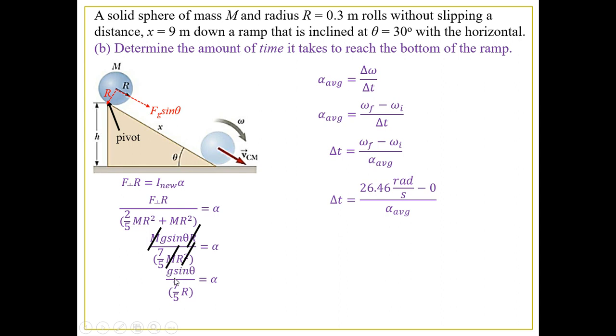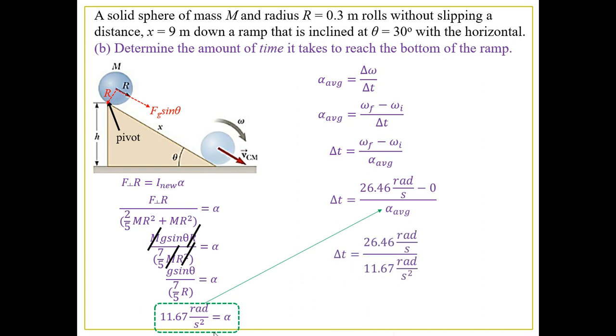Here is just g sine theta over 7/5 r, but we know what g is. g is 9.8, theta is 30, r is 0.3. So if you plug it into your calculator, you should get an angular acceleration of 11.67 rad per second squared. And then plug it in to what we're missing over here. And then from there, we just do calculator work, and you should get the same value, 2.27 seconds.